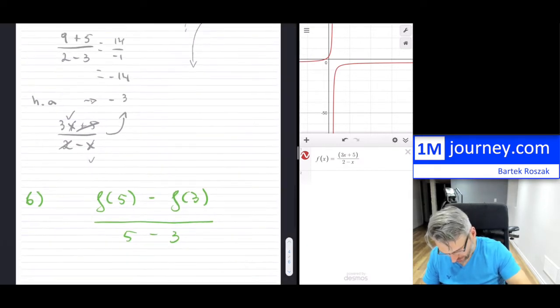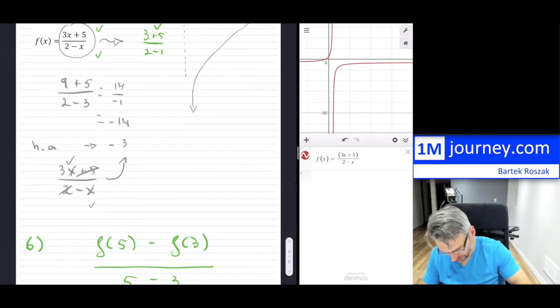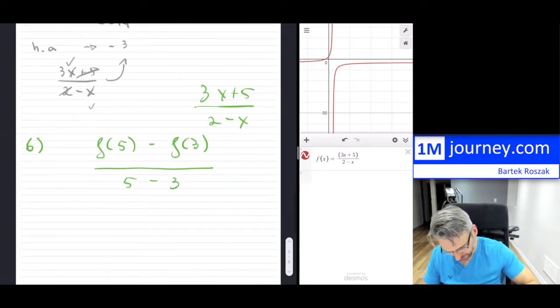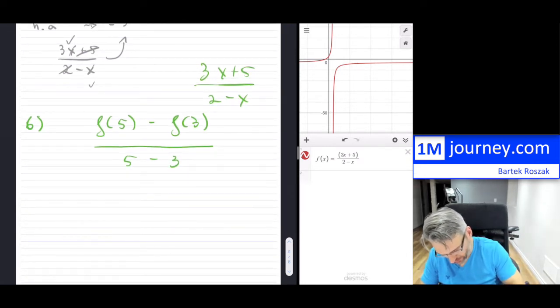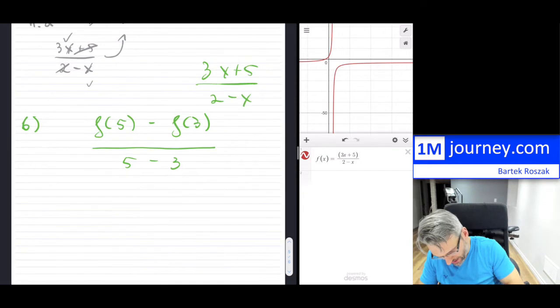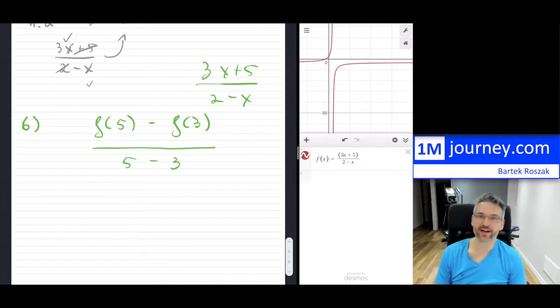Don't forget, sorry, it's 3x plus 5 all over 2 minus x. So how does this look? We have 3 times 5 is 15, 15 plus 5. I'm going to do that actually in fast forward fashion. I'll be back.